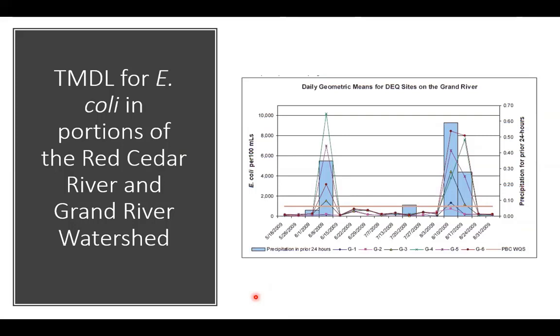So the levels tend to be fairly low, but they increase significantly during rainfall events. So that tells us that there's a significant source of E. coli in runoff. Now, it doesn't tell us whether it's urban or rural, but it tells us that there's a relationship between these E. coli levels and runoff.